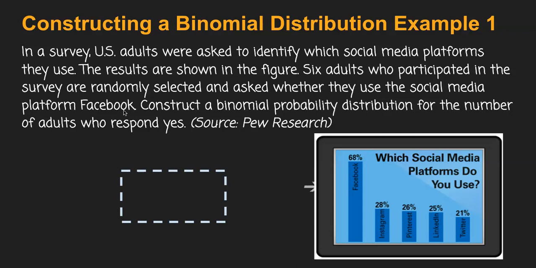So take a look. What we identified so far: n is 6 because we randomly selected 6 adults. And P is going to be 0.68. Guess where I got that from? 0.68 because 68% responded they use Facebook. So we've got those two numbers, but notice how they said construct the binomial probability distribution for the number of adults. Now listen, X can be anything from 0, because maybe none of the 6 adults that we asked use Facebook. That's a possibility, right? Or at the other extreme, we may have all 6 of them using Facebook.